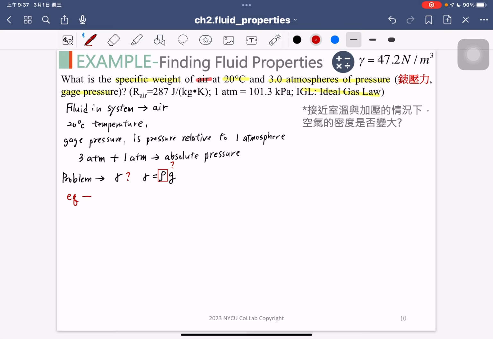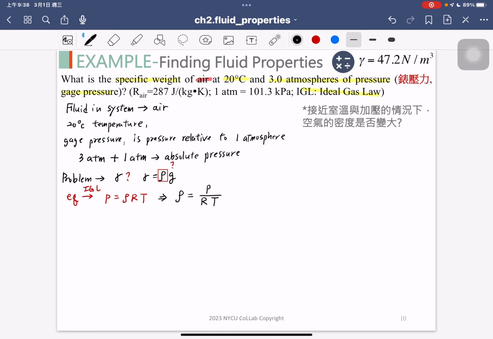The very important equation is based on the ideal gas law, and we know that P equals rho R T, right? This is a very good equation that can help us find the density. So based on the ideal gas law, we can rewrite the equation: rho, our unknown parameter, equals P divided by the specific gas constant R and the temperature T.